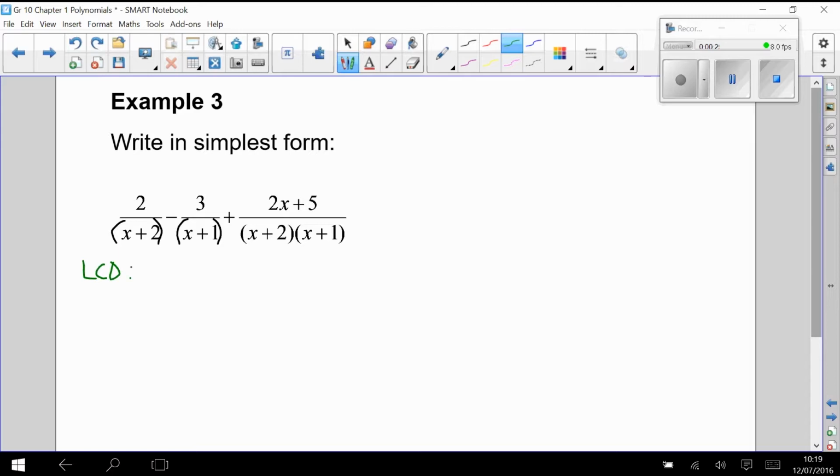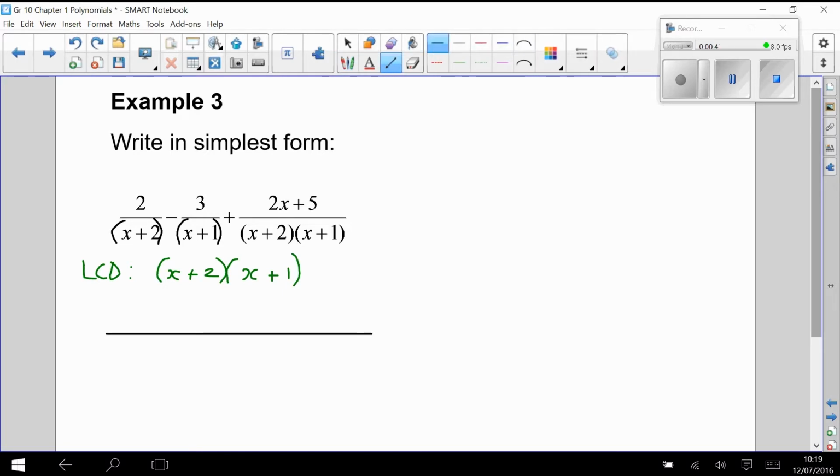My LCD is the most of each type of factor. Well, there is only one x plus 2 factor in any particular denominator, and at most there is also only one x plus 1 factor. Now that I have my common denominator, I can write it down for the whole fraction. Also, I can write down my restrictions.